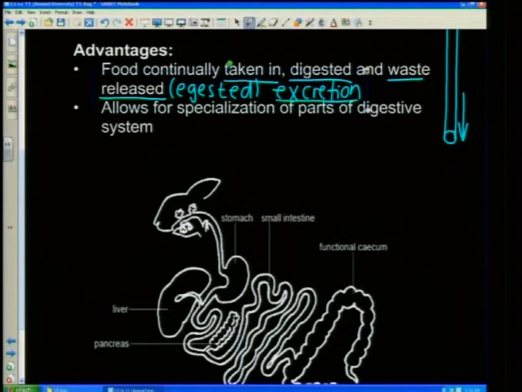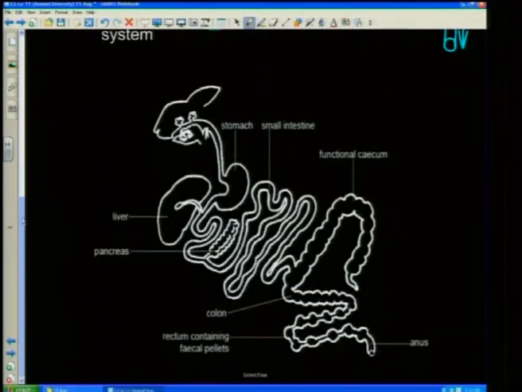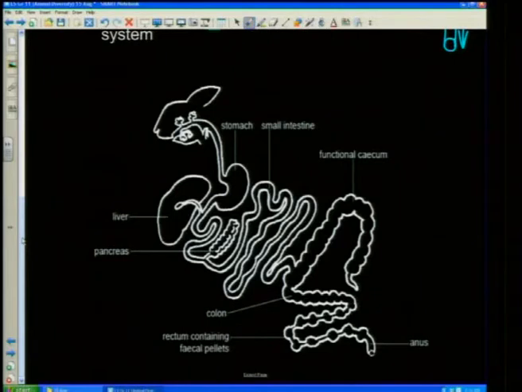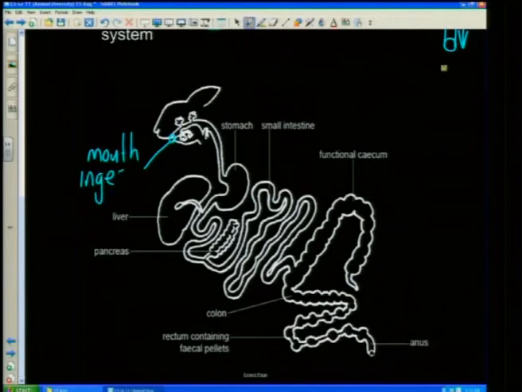The other advantage is that it allows for specialization of parts of the digestive system. Now, what does that mean? Here's a diagrammatic representation of the through gut. We start off, here's the mouth. So there's an opening, the mouth, through which food will be ingested. So that opening is used to ingest food. This food is going to travel through, so you've eaten something, and the food goes down this tract, your esophagus, goes into your stomach where it gets digested.